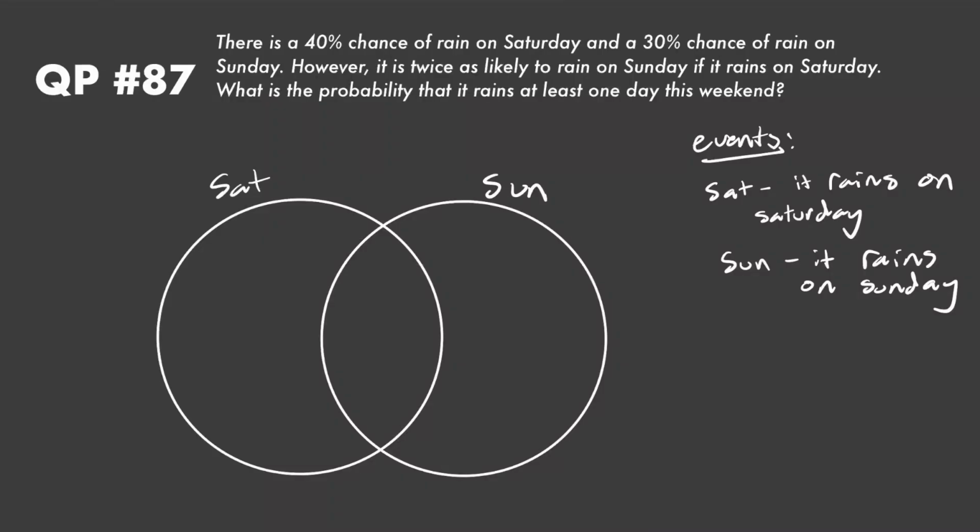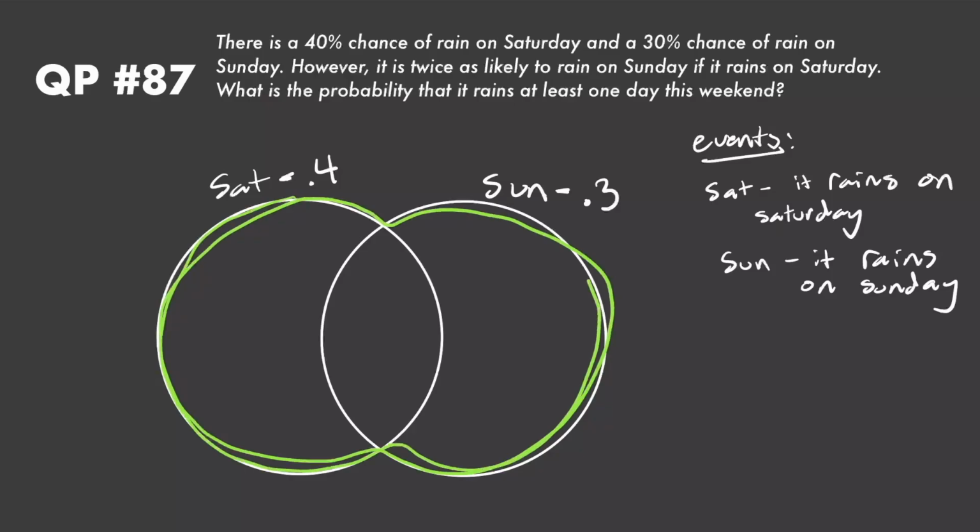And it tells us that there's a 30% chance of rain on Sunday. So we know that this Sunday circle has 30% probability mass and 40% chance of rain on Saturday. So this Saturday circle has 40% probability mass. And it's asking us, what is the probability that it rains at least one day this weekend, right? So it's asking us for the total probability of an event being within this green bubble here, right? The union of these two events.